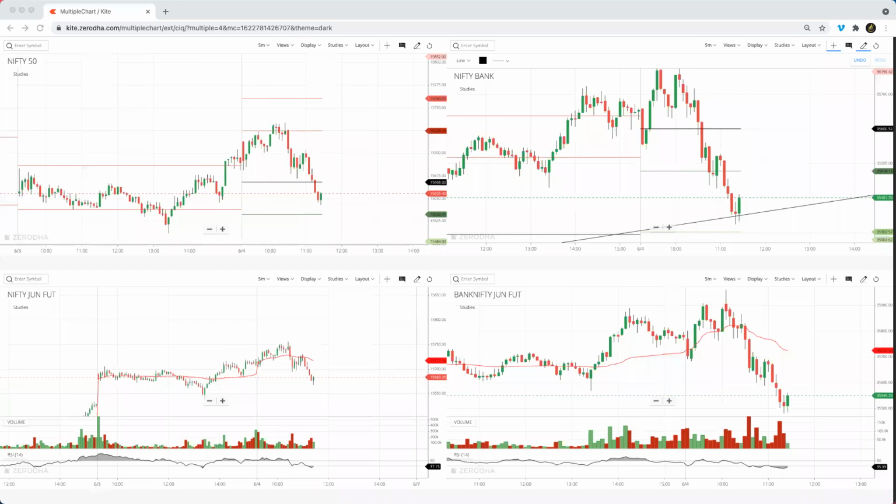The rationale is pretty simple. Bank Nifty is finding good support at this particular trend line. I guess my screen is perfectly visible to you.